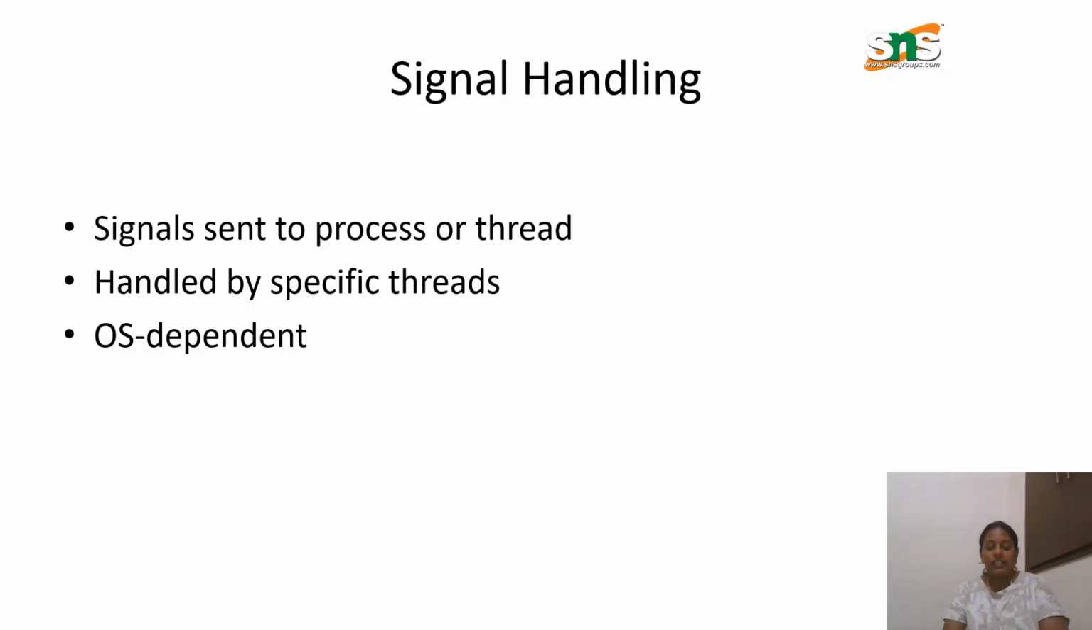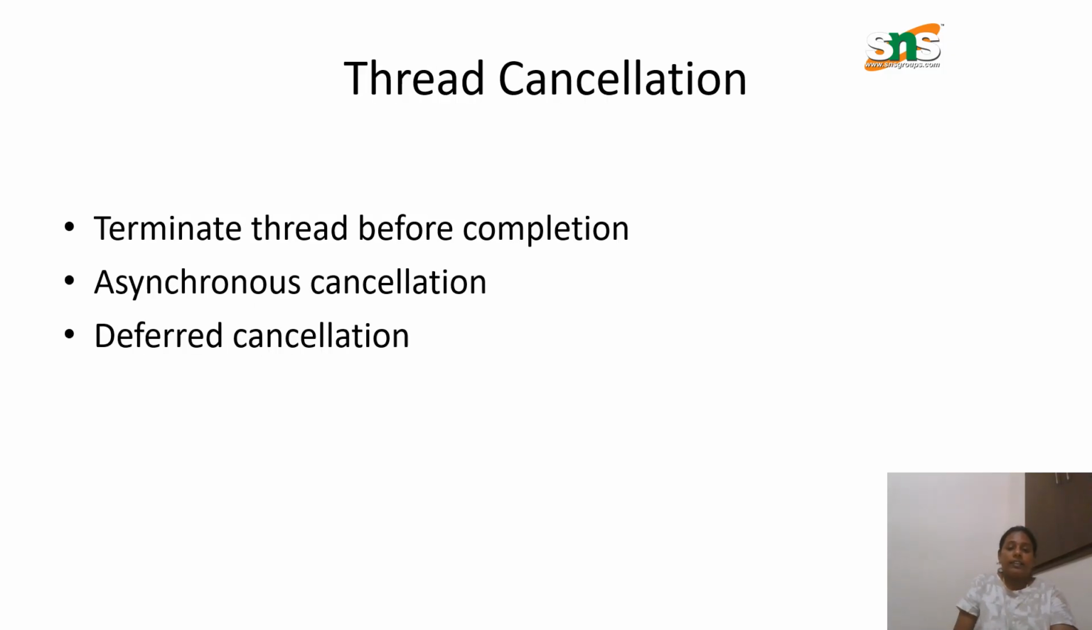And this is signal handling. Signals sent to a process or thread are handled by specific threads, so the OS is completely involved. Thread cancellation: terminate a thread before completion. This is thread cancellation. The thread cannot be completed; before that, it has to be terminated by the CPU. The second point is asynchronous cancellation, and the third one is deferred cancellation. These are the cancellation things which happen in a thread.